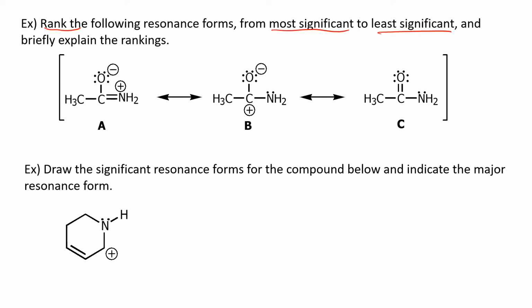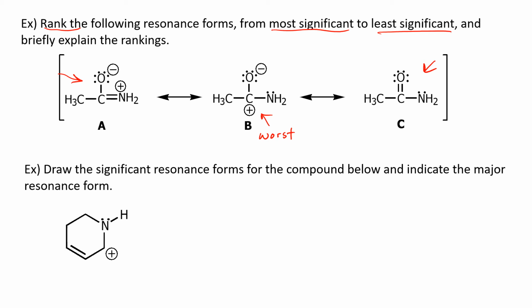All right. So let's take a look at resonance structures A, B, and C. If we look at our first rule, we have something that's neutral, in which everything has its octet. In this structure here, everything also has an octet. In this structure, we have a carbon atom that has less than an octet, so we can say that this is the worst.